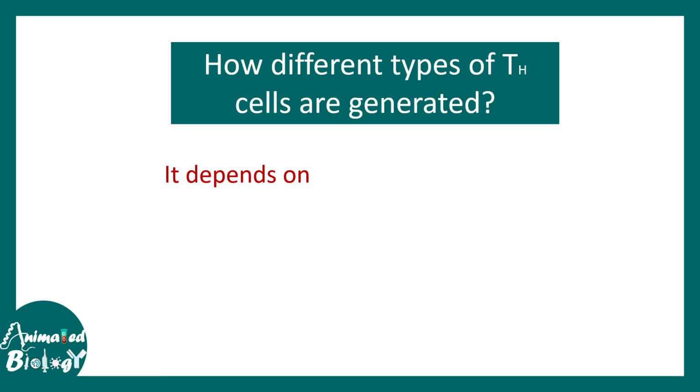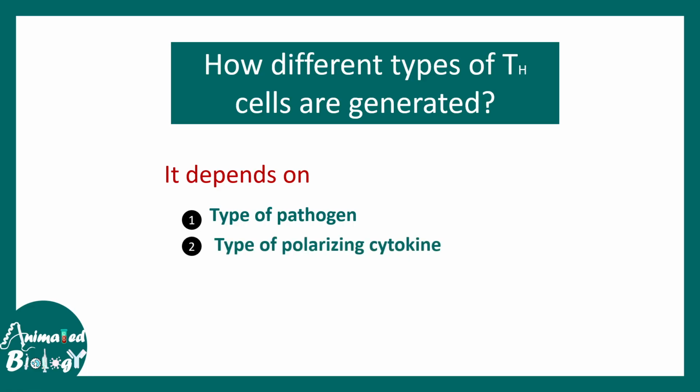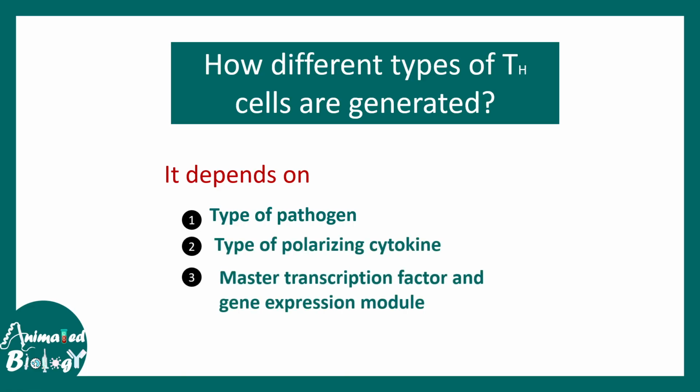Now let's talk about how different types of T cells are generated. So it all depends on the types of pathogen that the body encountered, the types of polarizing cytokine that can change the fate, and the master transcription factor that can regulate different gene expression modules.